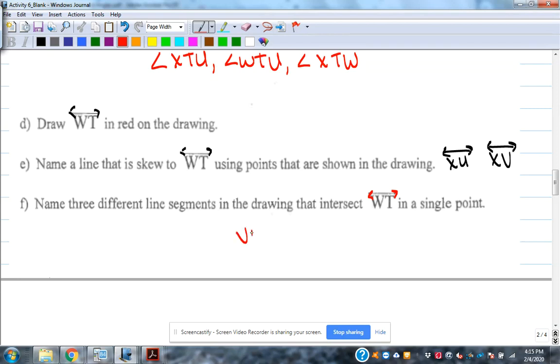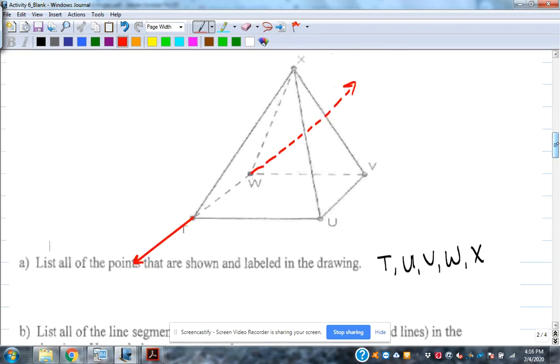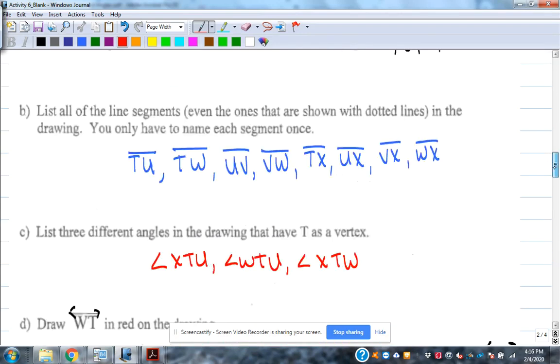VW. That definitely is one of them. Say it again. XW does. That's a good one.